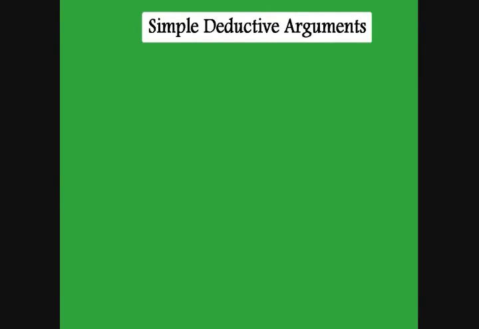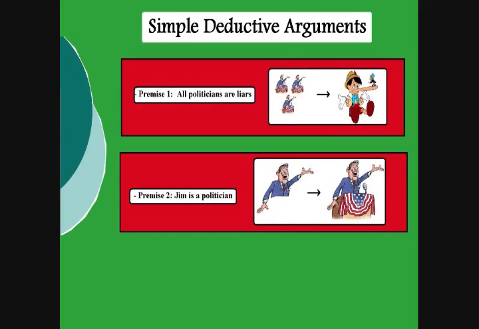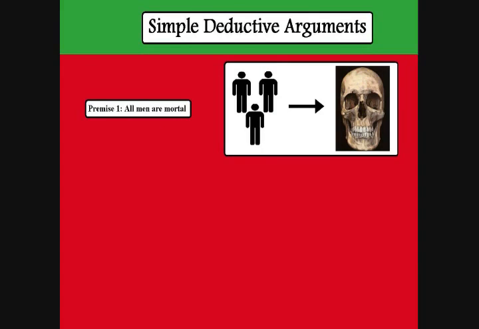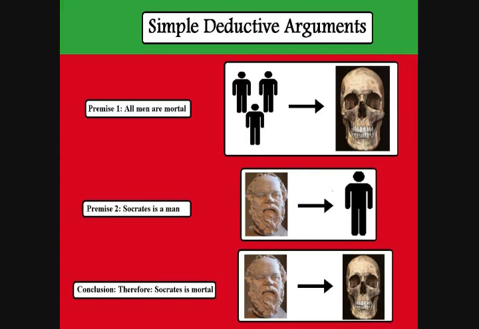Here are some rather simple valid deductive arguments. Premise 1. All politicians are liars. Premise 2. Jim is a politician. Conclusion. Therefore, it follows that Jim is a liar. Premise 1. All men are mortal. Premise 2. Socrates is a man. Conclusion. Therefore, it follows that Socrates is mortal.